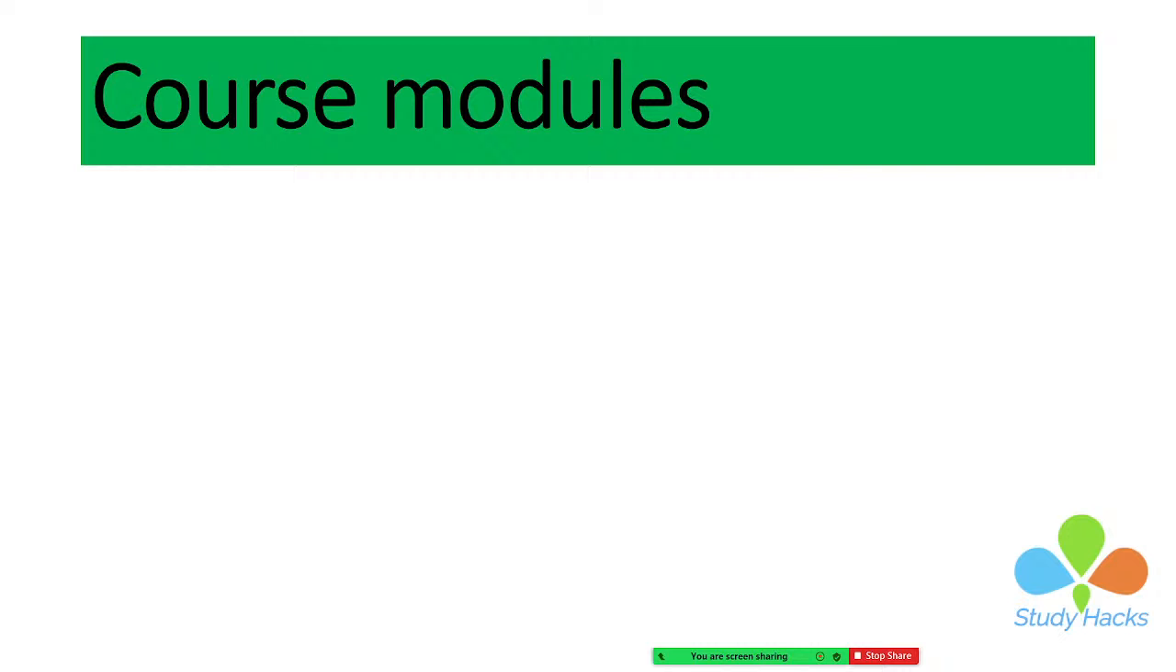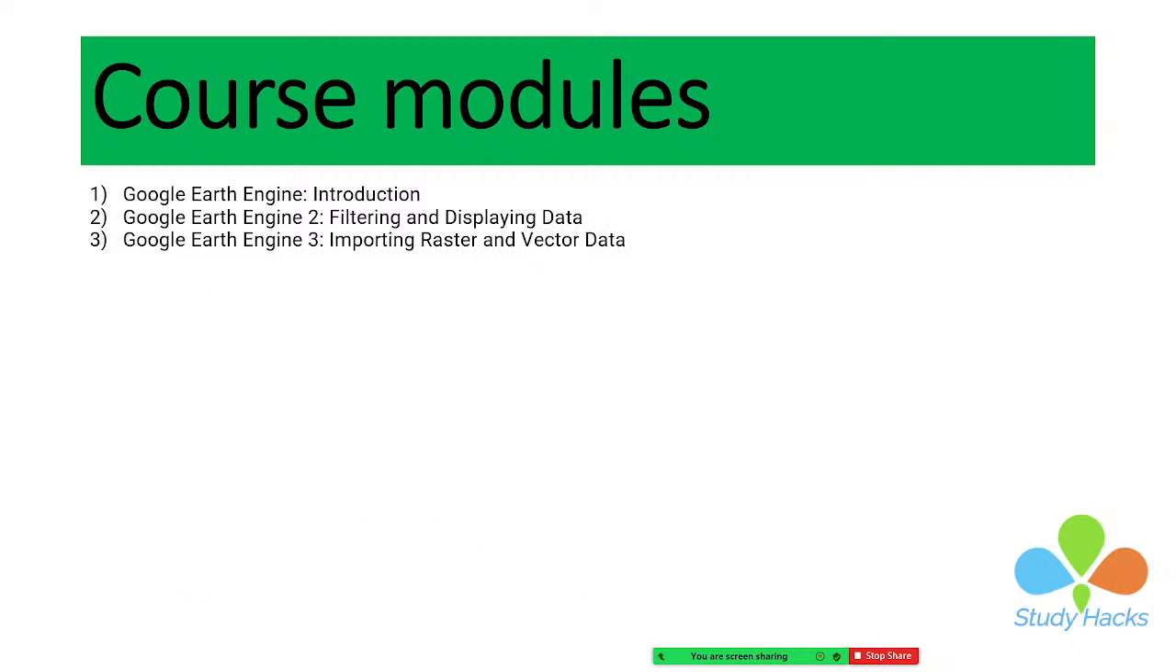First, the introduction of Google Earth Engine, then how you can easily filter and display the satellite data. This satellite data can be Landsat, Sentinel, MODIS or other satellite imagery. Then we move to importing raster and vector data. In Google Earth Engine we can easily import and export different types of raster and vector data. We will discuss all of these things.